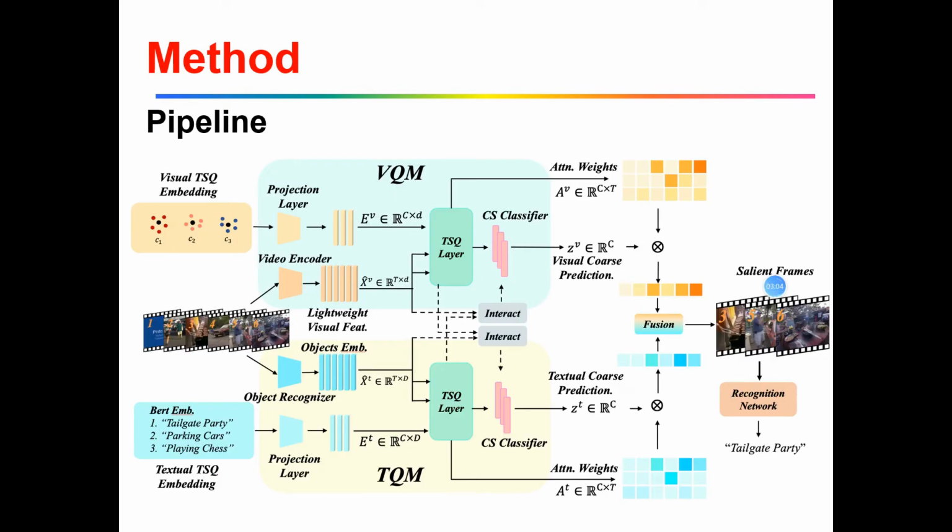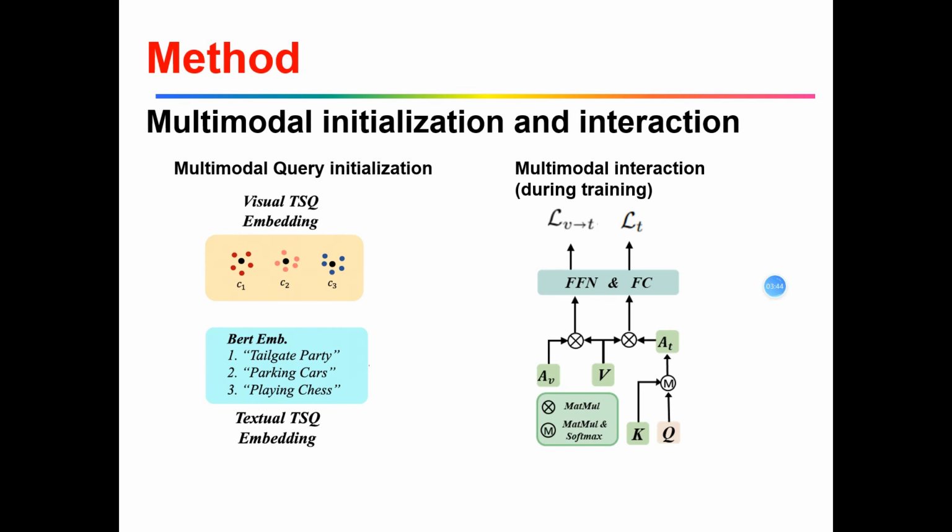The whole framework of our TSQ-Net is divided into two branches. The upper branch is based on the visual modality, and the lower branch is based on the text modality. We fuse the saliency scores of the two modalities during testing. For the visual modality, the queries are initialized with the class prototypes of the visual features. For the text modality, the queries are initialized with the BERT embeddings of the class names. During training, we swap the attention weights of the two branches to perform interaction between the two modalities.